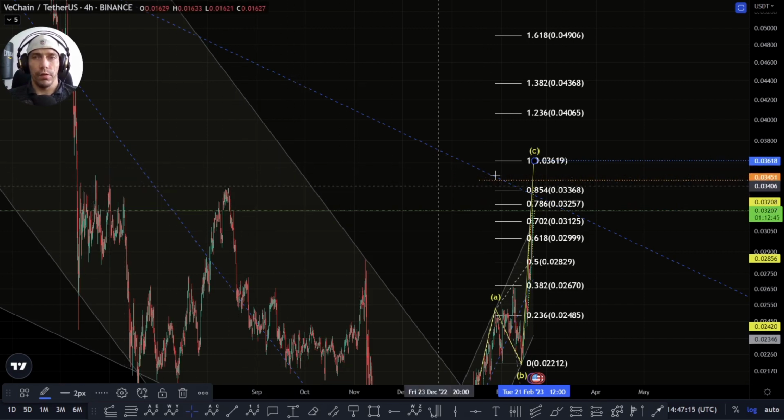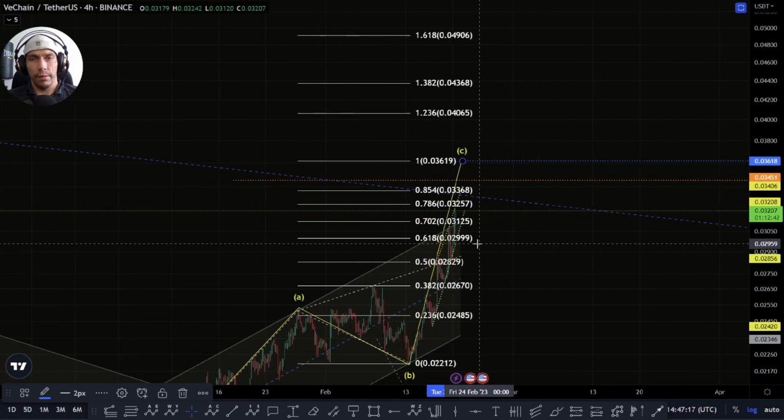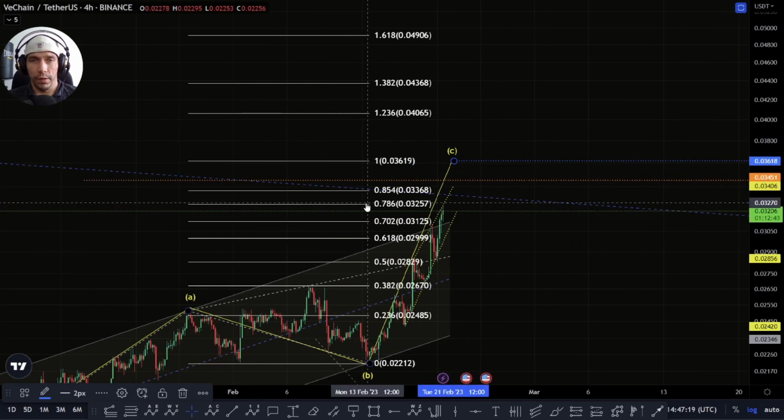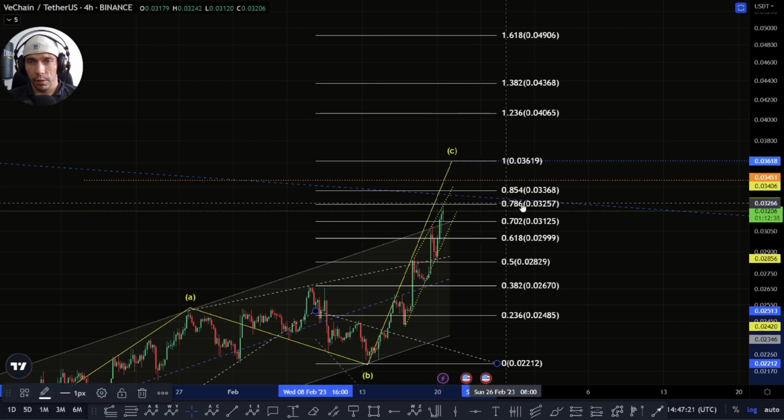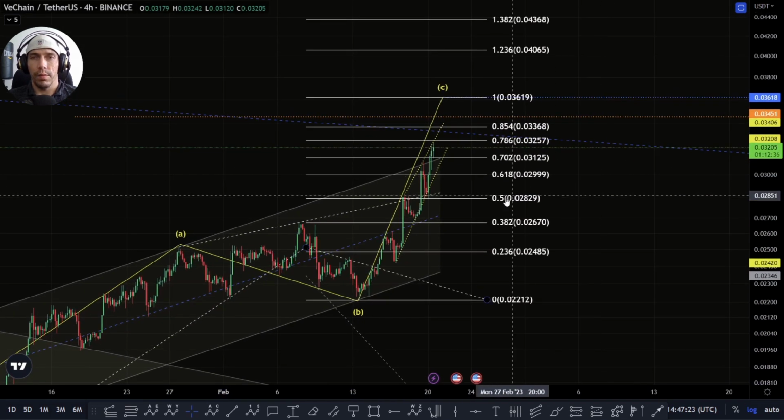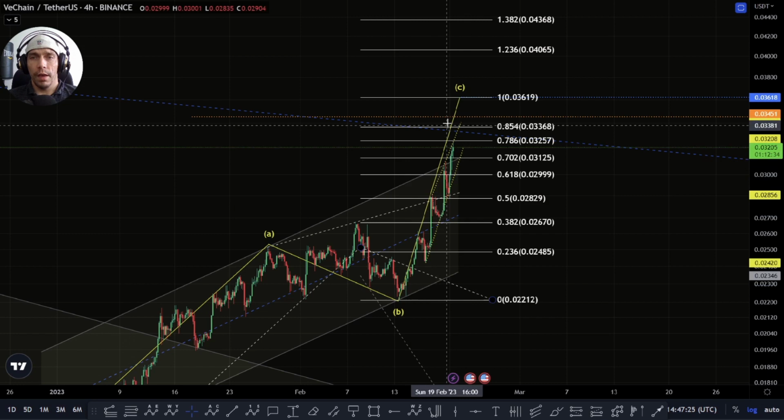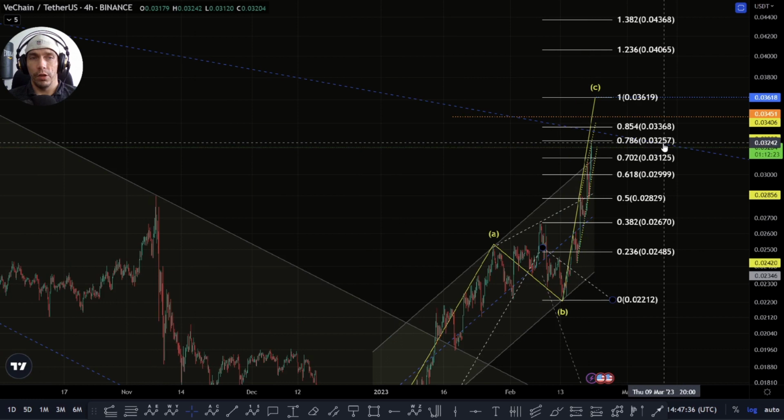So this could be a little bit of an interesting zone. We have already come up to this 786 though, so we need to just be aware that these C waves can fall short as well. So if we do fail to push up to this 1-to-1, it could be possible that we find rejection at this 786 or this 854, which would be this 3368 and this 3257.